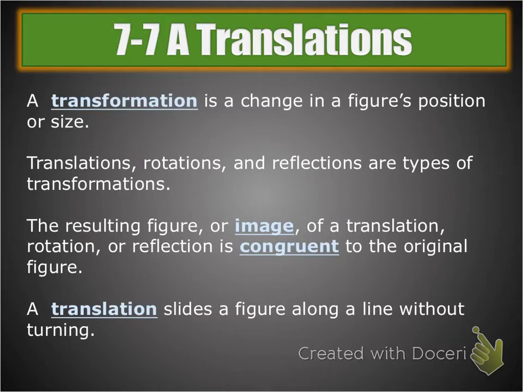A transformation is a change in a figure's position or size. Translations, rotations, and reflections are types of transformations. The resulting figure or image of a translation, rotation, or reflection is congruent to the original figure. A translation slides a figure along a line without turning, which is what we're going to be working on today.